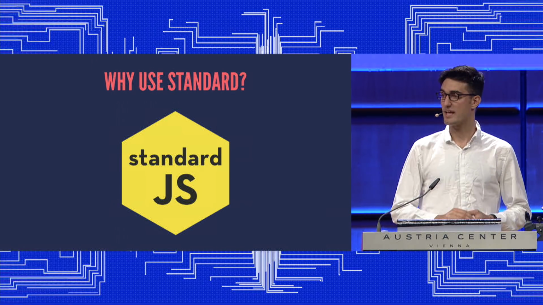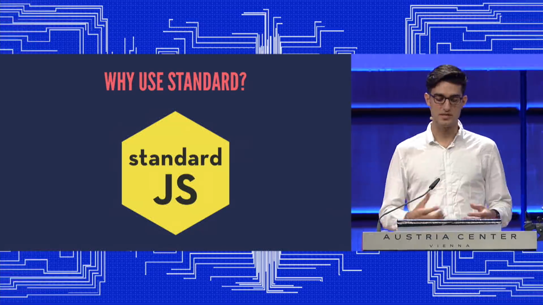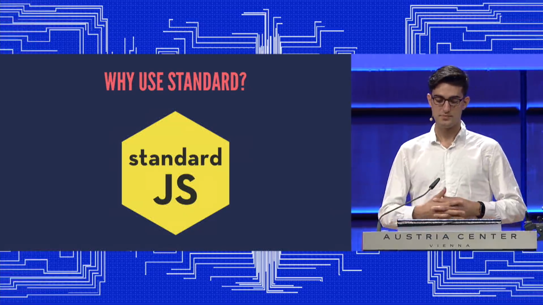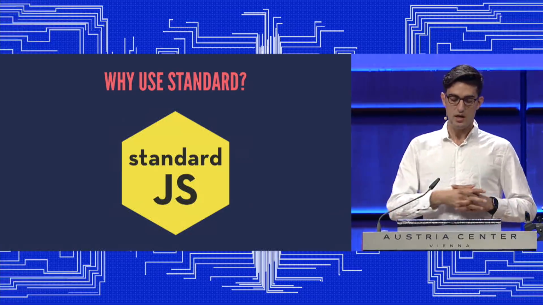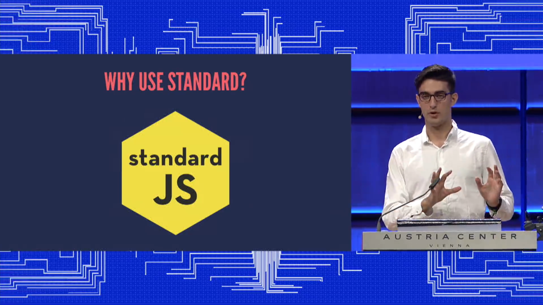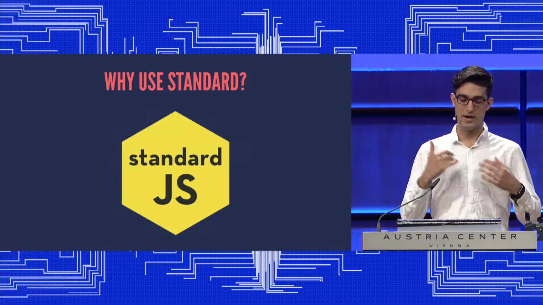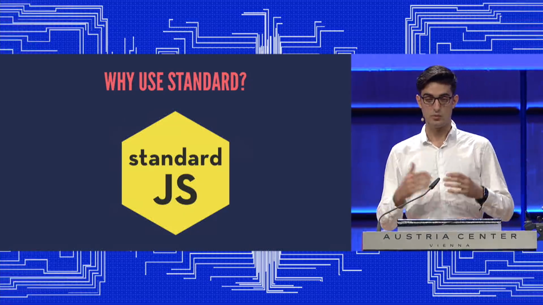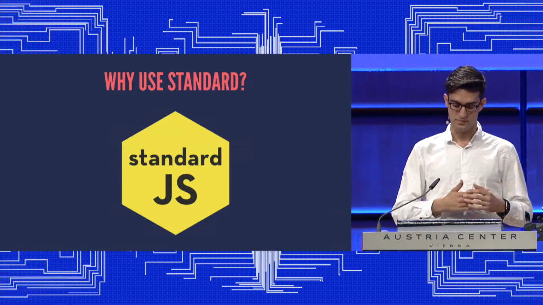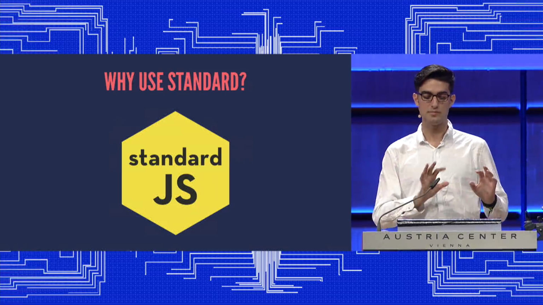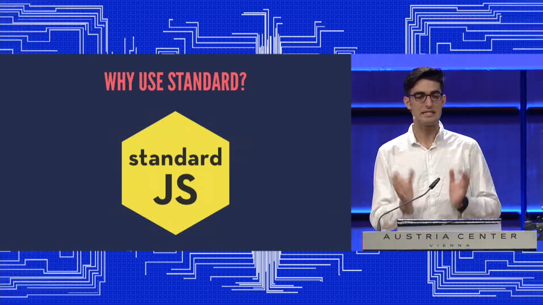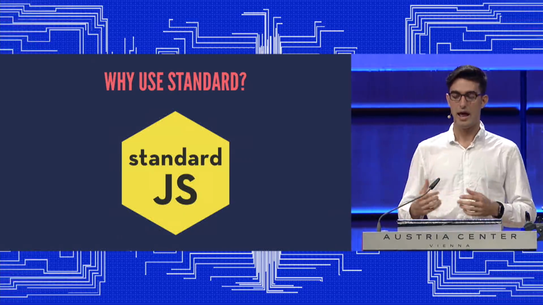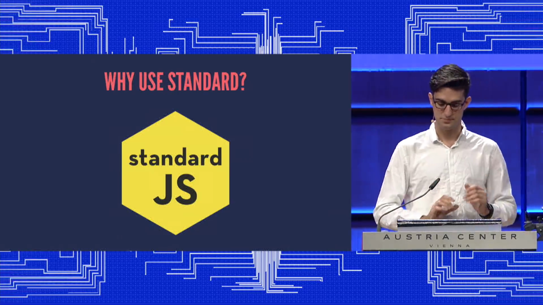So why use standard? This is where I think standard really shines. Standard is more than just a shareable ESLint config. It ships a command line program that you can actually run directly. So you'd run this instead of running ESLint. And it comes with the same 200 pre-configured ESLint rules, but it bundles them up into a single command line program that you run, and you can just add that to your test suite.